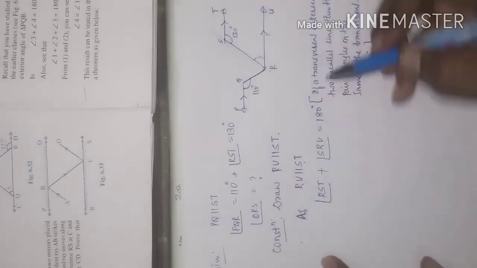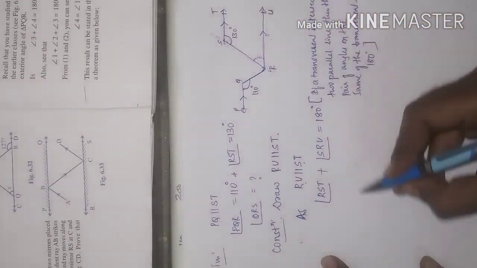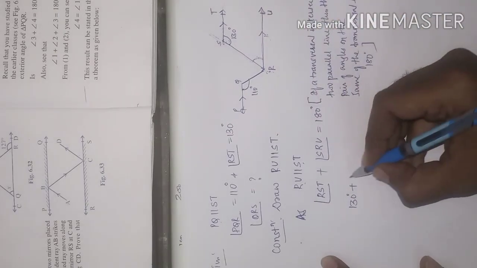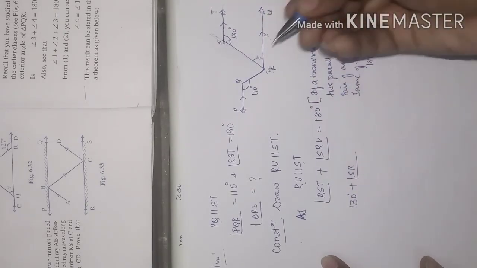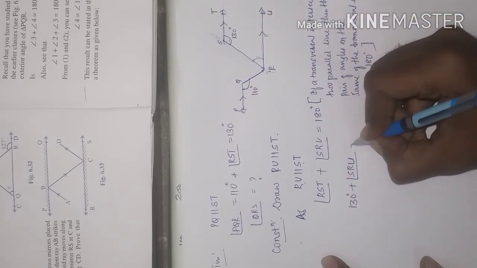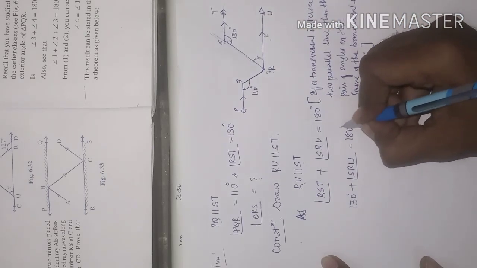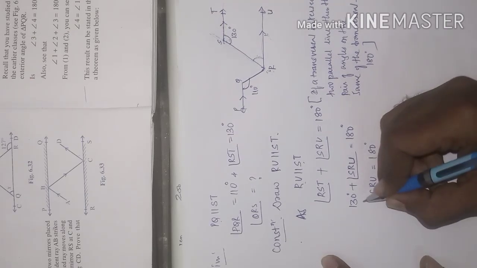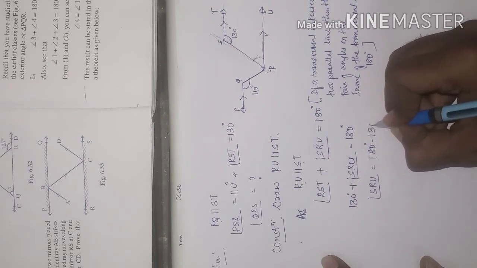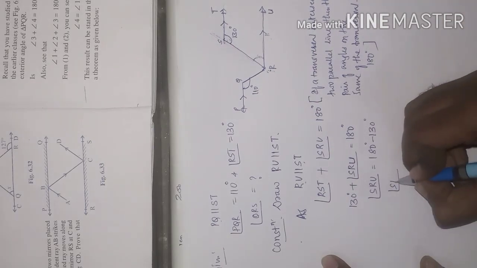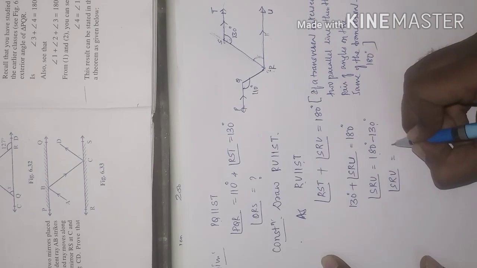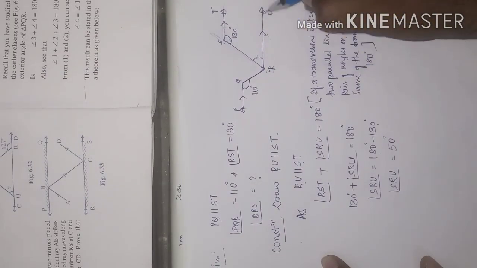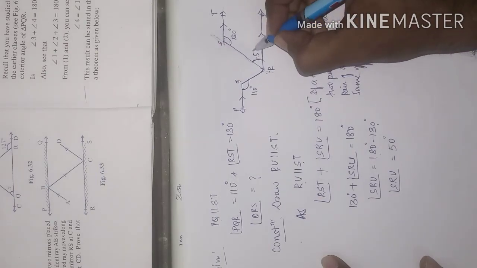Now what is this RST? 130 degrees, so 130 degrees plus SRU is what? We will find that only. SRU we will keep as it is, and this is equal to 180. Shift this 130 to the other side, it will be minus 130. So angle SRU is equal to 180 minus 130, which is 50 degrees. So what we got here? SRU is equal to 50 degrees.